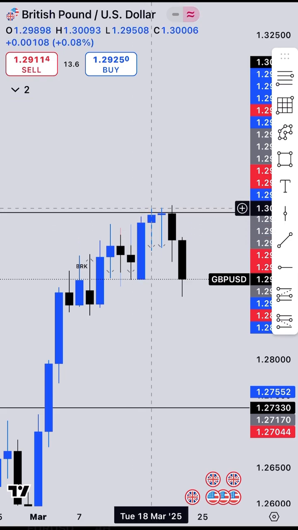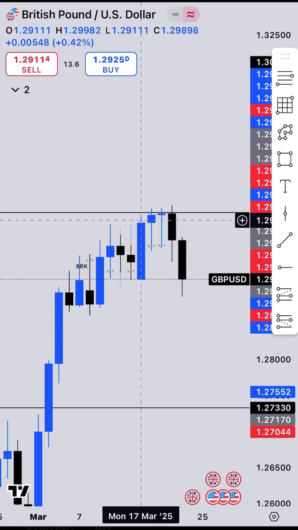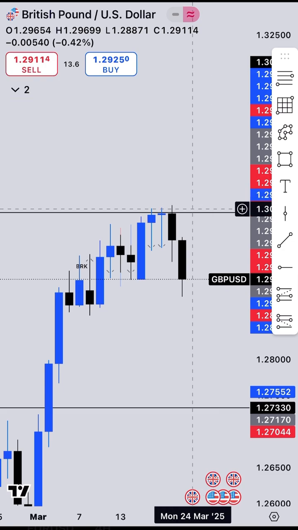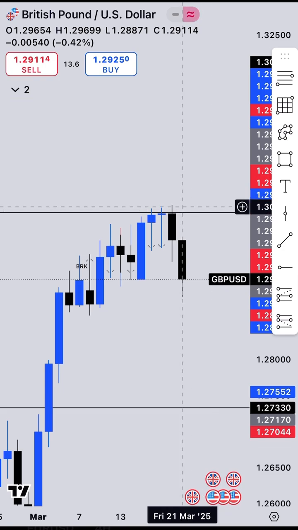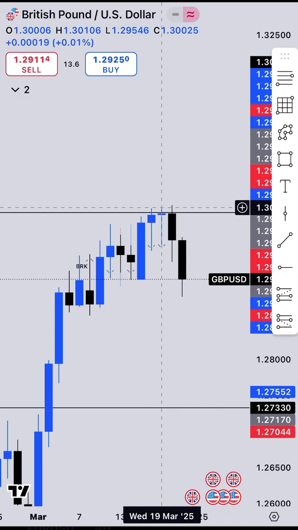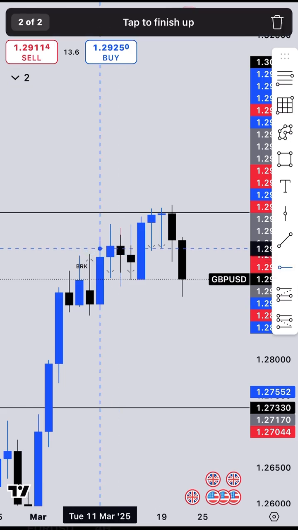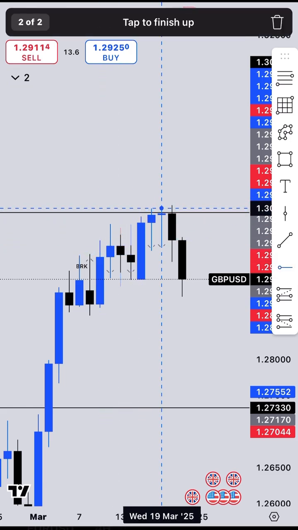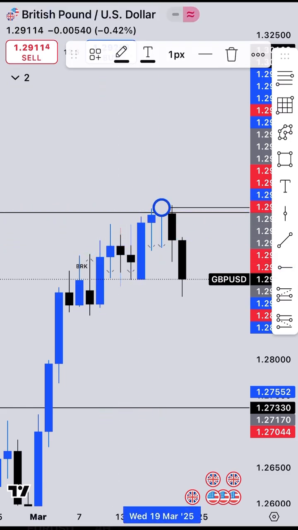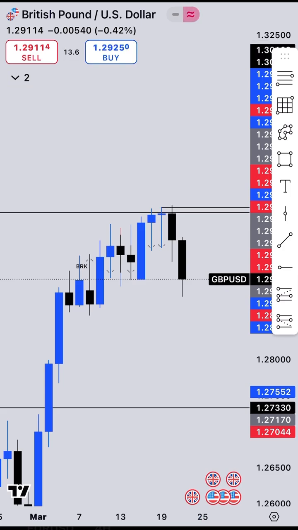I actually caught some trades around here. So when price went to that level, it started rejecting. I knew that something is about to happen. So immediately price took out this previous day high.